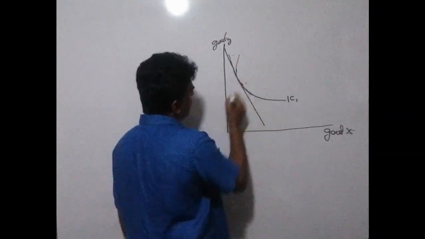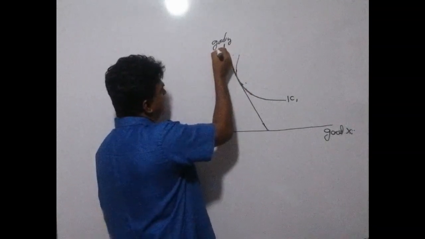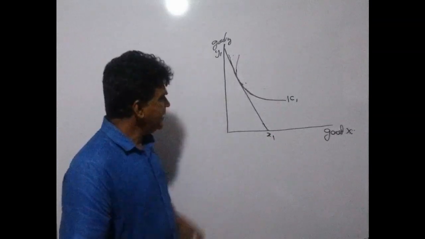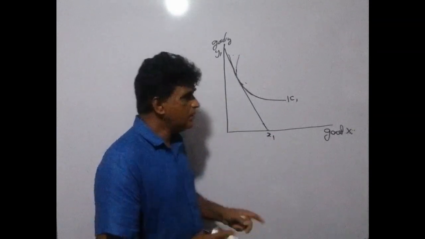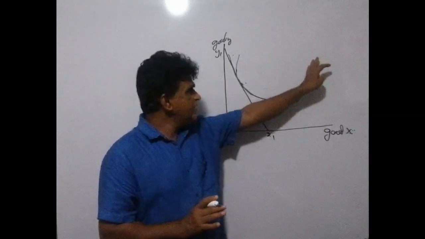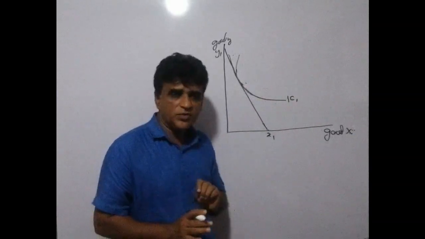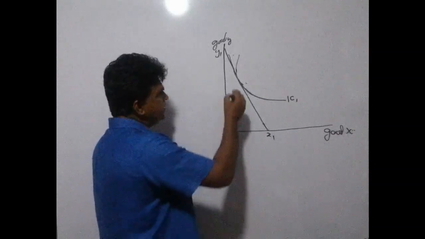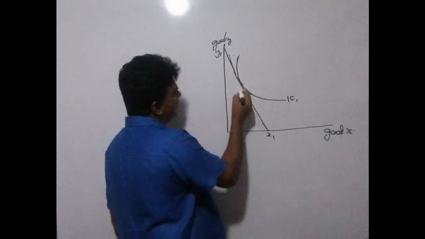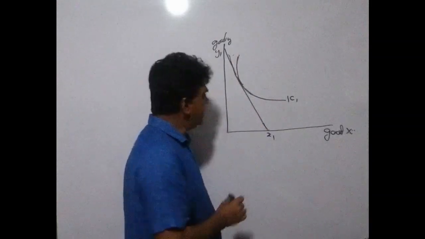This is the budget line, and we can call it y1 x1. Then the consumer is in equilibrium. From previous knowledge of consumer equilibrium under indifference curve theory, we know that the consumer is in equilibrium where the budget line is tangent to the indifference curve, IC.